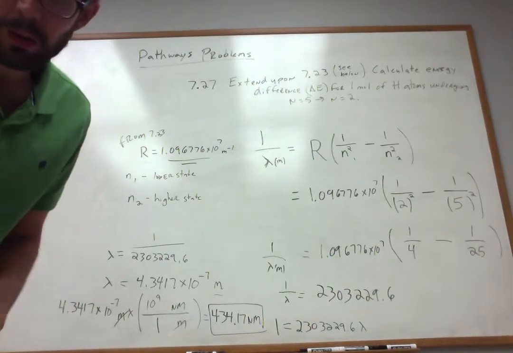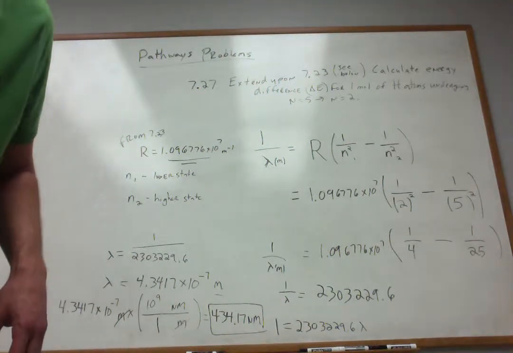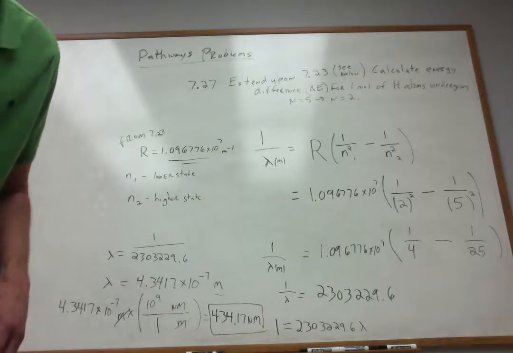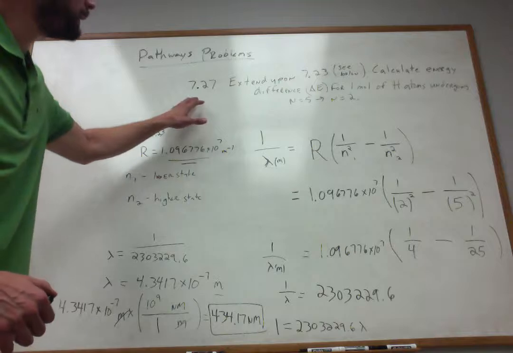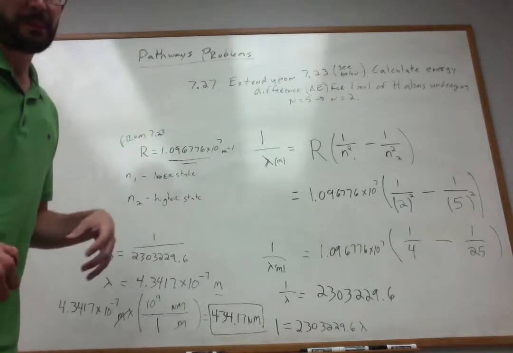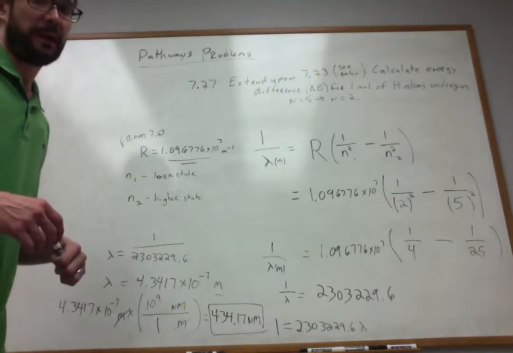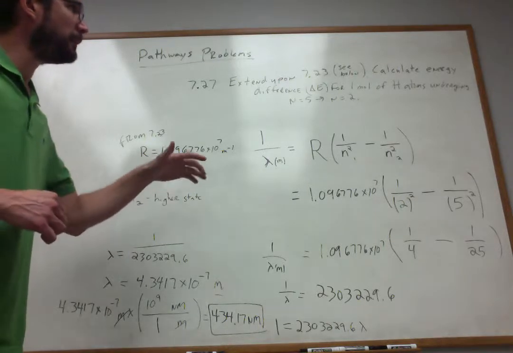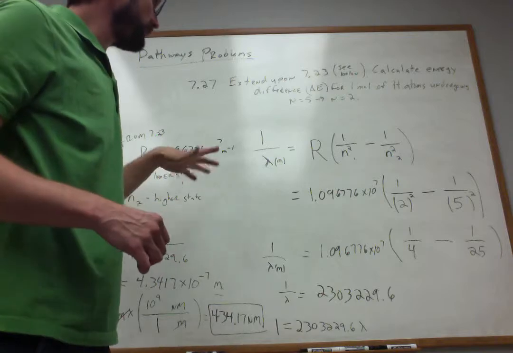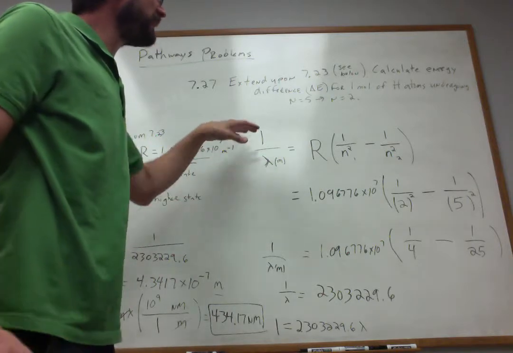All right, so let's work our way through 7.27. This is another one of these pathways problems, okay? This problem extends upon 7.23 that is presented in an earlier video. Basically, this is the work from 7.23. If you've already watched that, it's going to be helpful.